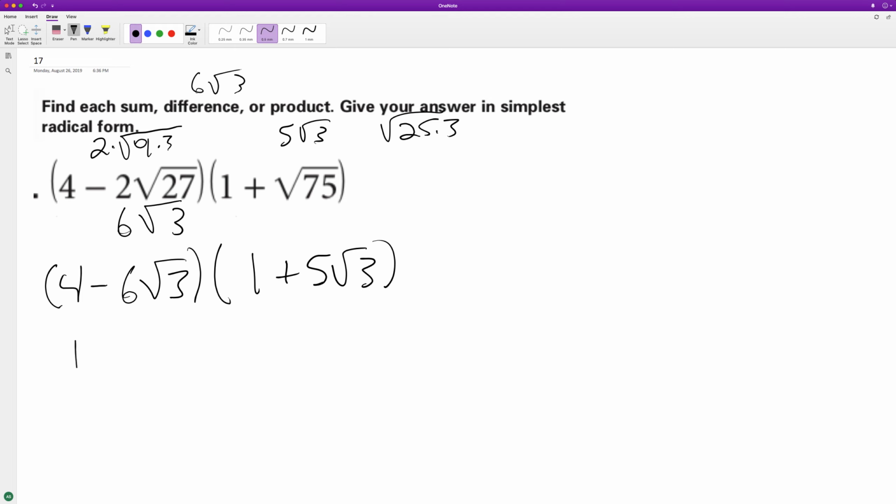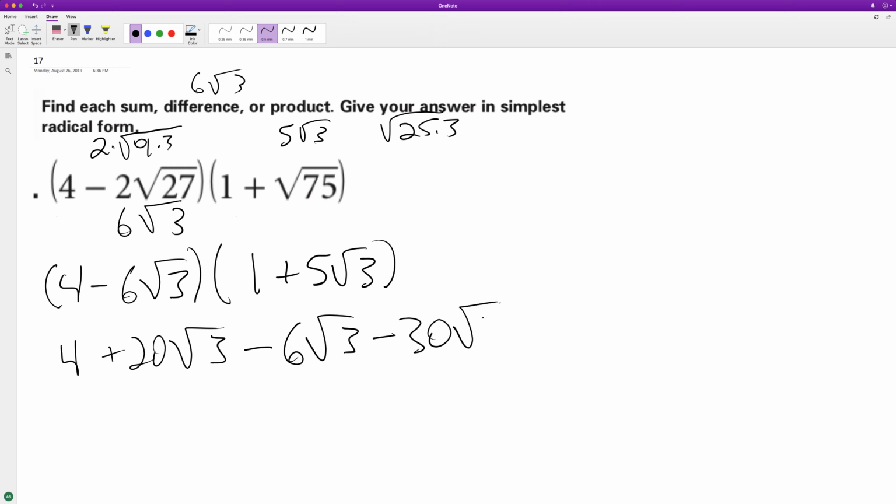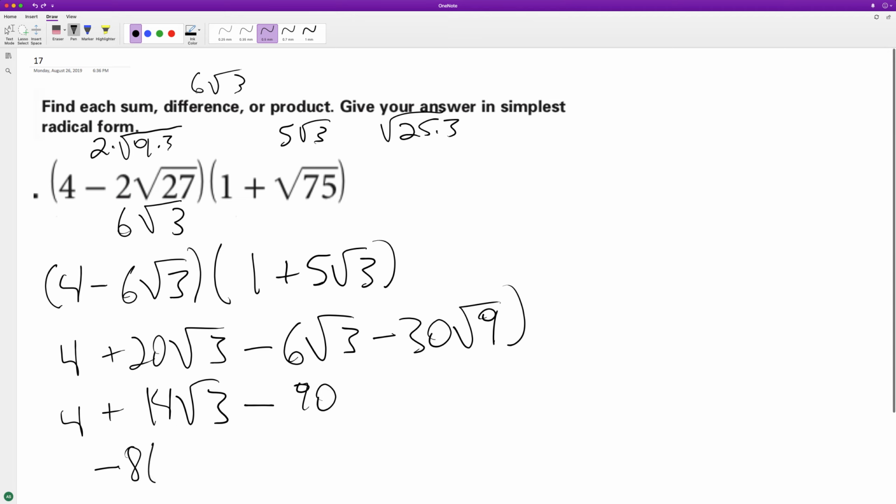FOIL and solve, so I get 4 plus 20 root 3 minus 6 root 3 minus 30 root 3. Oh, not root 3, it's root 9. Got to be careful. All right, so then 4 plus 14 root 3 minus 90. And finally, negative 86 plus 14 root 3. And that's it.